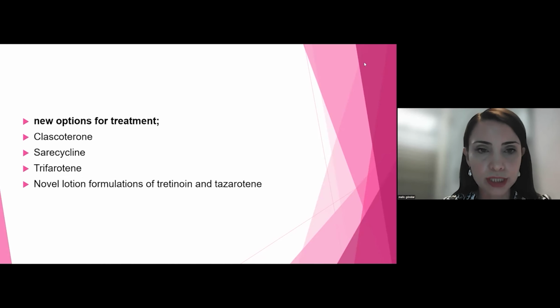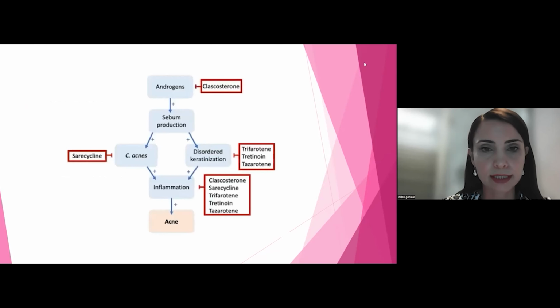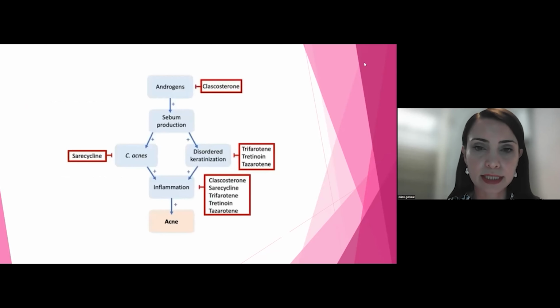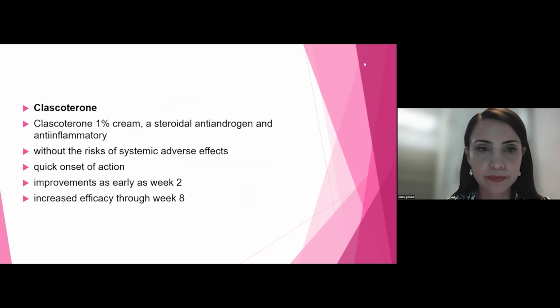And there are new options for treatment: clascoterone, sarecycline, trifarotene, and novel lotion formulations of tretinoin and tazarotene. Here we can see the mechanism. Clascoterone inhibits androgens. Trifarotene, tretinoin, tazarotene inhibit disordered keratinization. Clascoterone, sarecycline, trifarotene, tretinoin, tazarotene inhibit inflammation, and sarecycline inhibits Cutibacterium acnes.